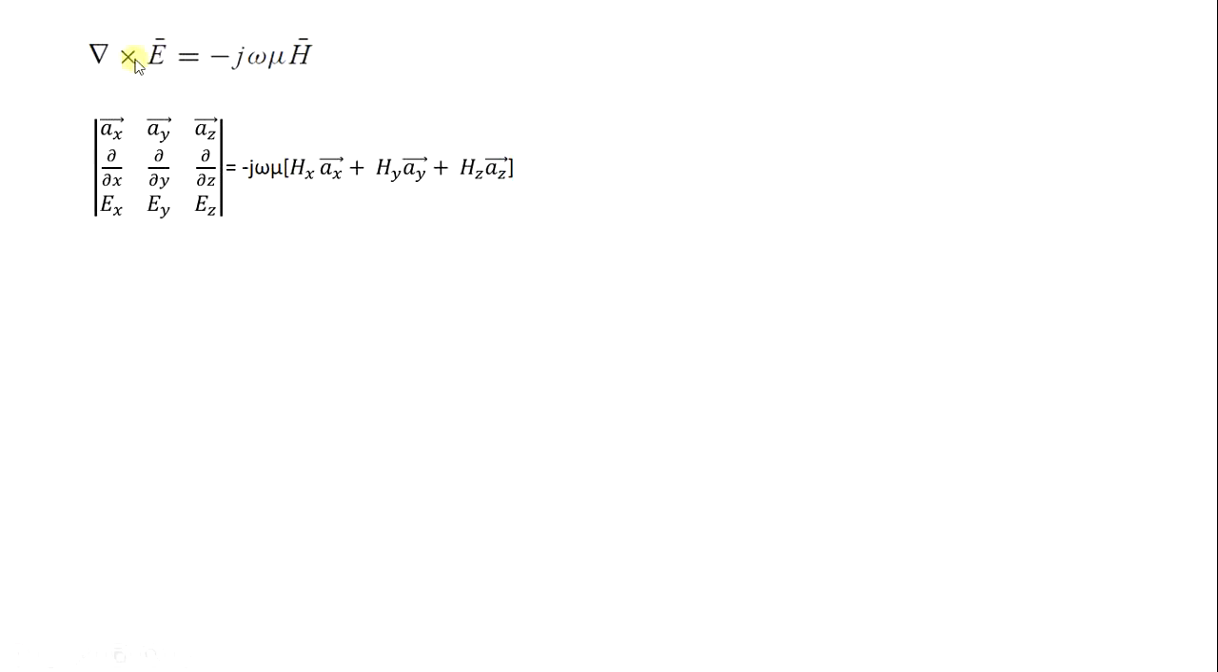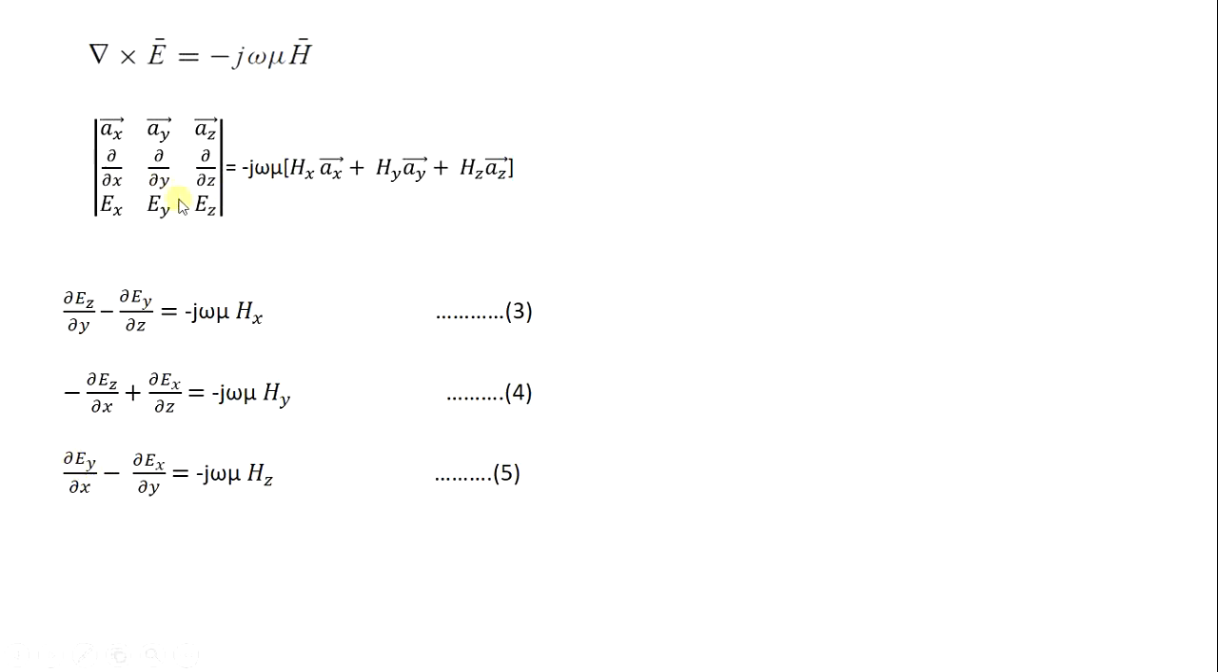We know the curl of E bar can be given like this. So the first equation will be del Ex upon del y minus del upon del z of Ey equal to minus j omega mu Hx. The second equation will be del by del x of Ex, which will have a minus sign, and with the outside minus sign it will become plus, so it is plus del by del z of Ex equal to minus j omega mu Hy.